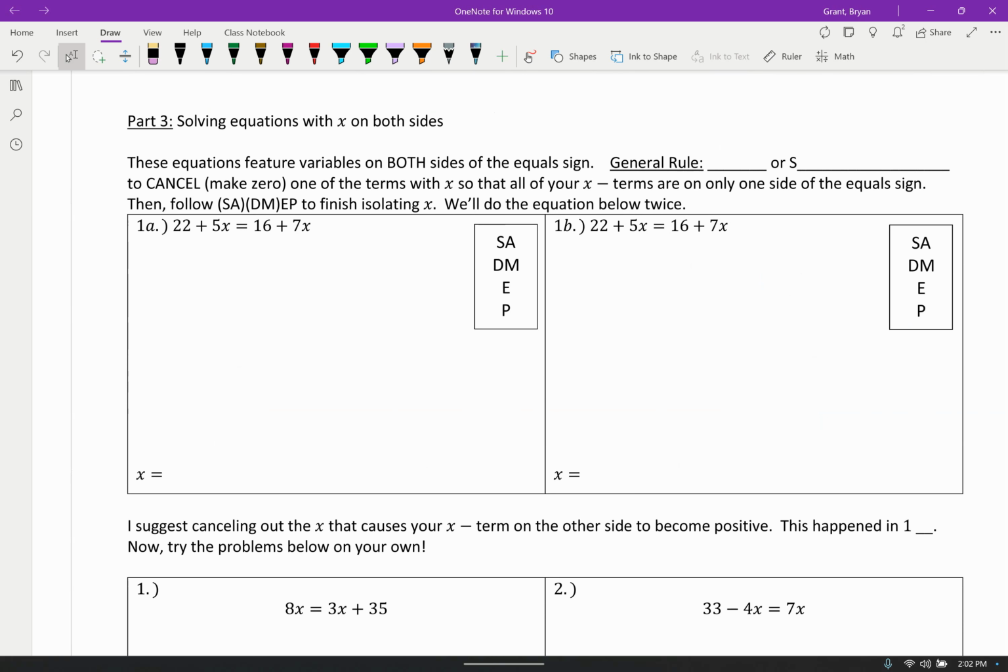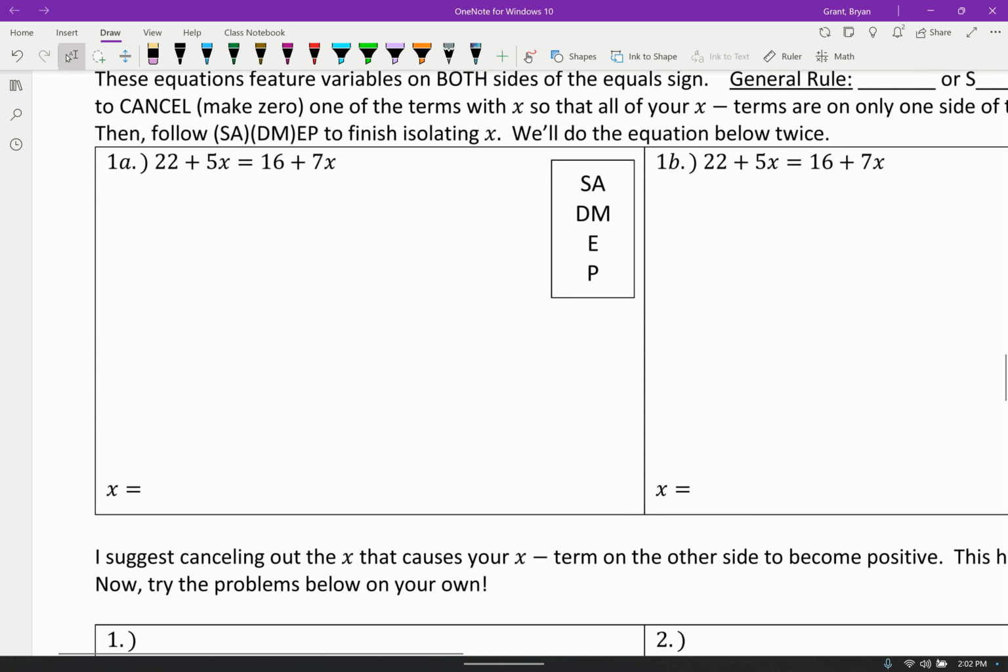Solving equations with x on both sides. So if you look at a quick sample equation, we have one side with x and another side with x. And you really want to make sure that you don't just look into this and say, oh, 22 is adding, 5 is multiplying, because then you have another side. You're like, wait, 16 is adding, 7 is multiplying? Which one do I start with? There's so many things here.